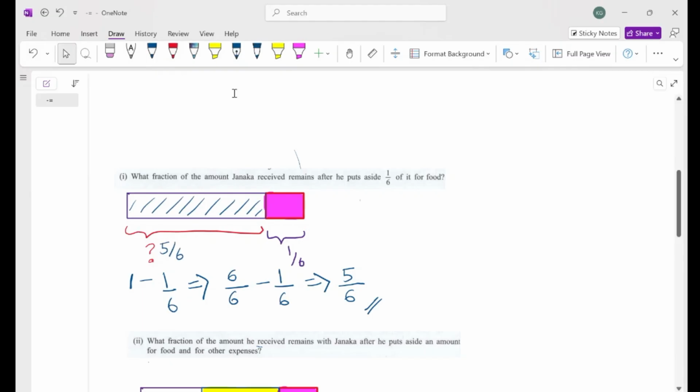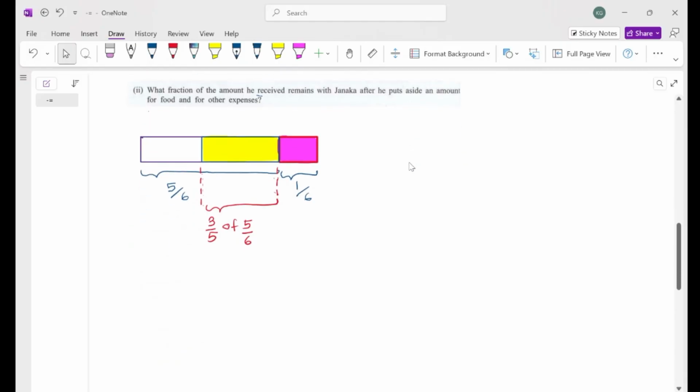Now let's move into question number 2. What fraction of the amount he received remains with Janaka after he puts aside an amount for food and for the other expenses? If we consider the whole, from this whole Janaka puts a fraction of 1/6 for food. So when he puts a 1/6 for food, we found that 5 out of 6 is remaining in this part.